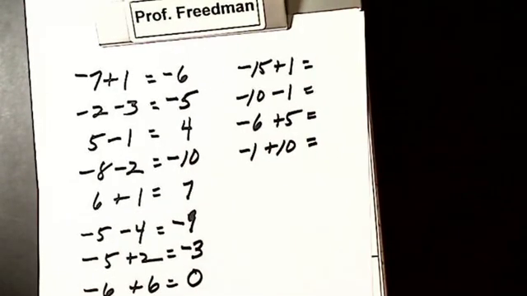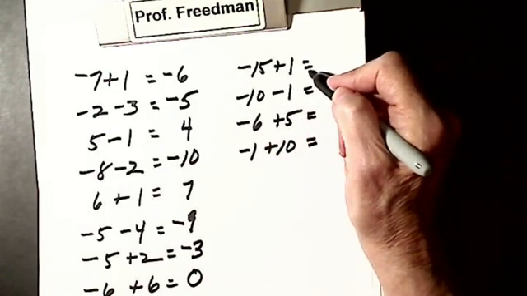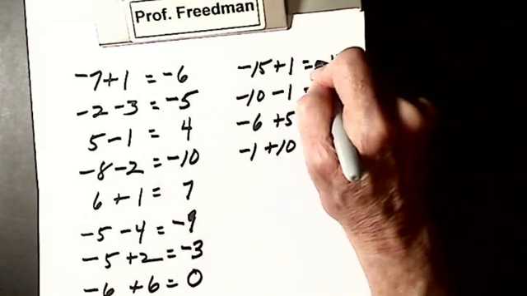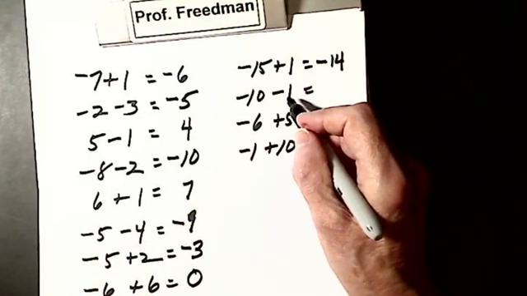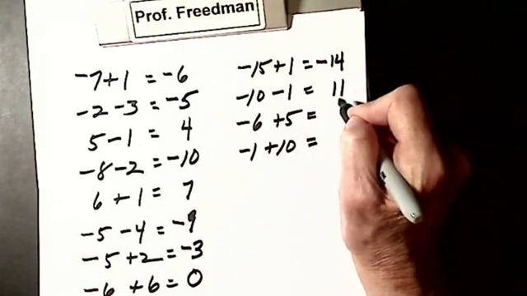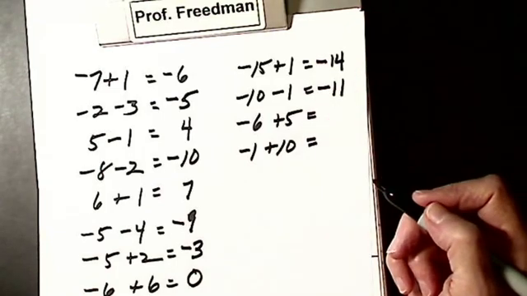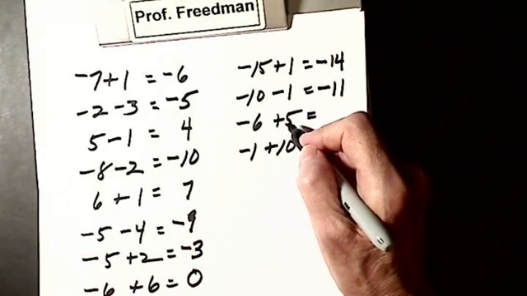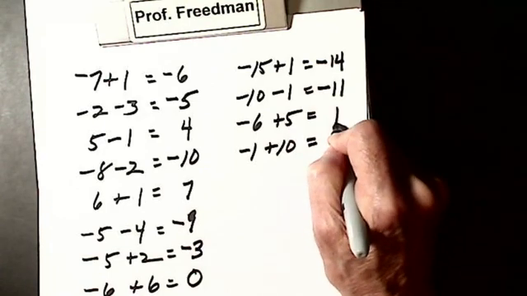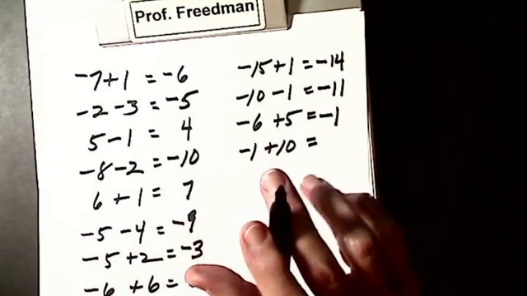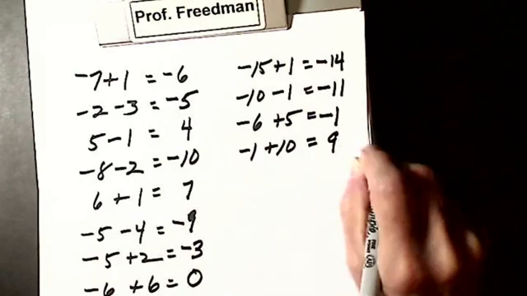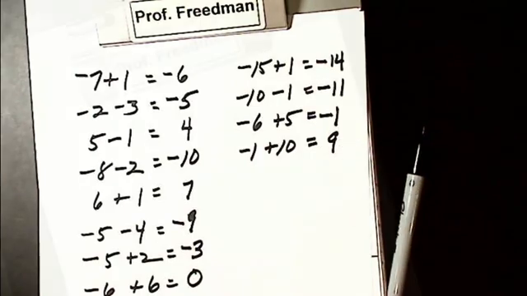Okay. So here we go. The signs are different. Should I add or subtract? Subtract. Different means subtract. Take the sign of the larger digit. Alike means add. So we're going to have 11. Same sign. My signs are different. Subtract. Take the sign of the larger. My signs are different. Subtract. Take the sign of the larger.